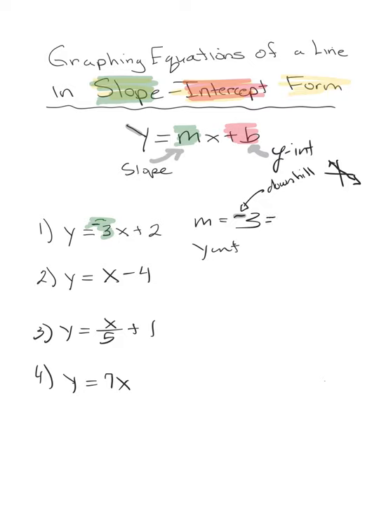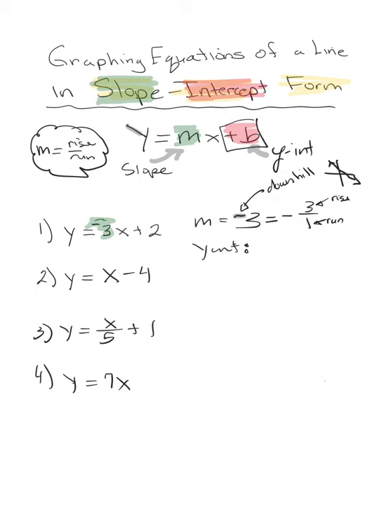We could also write this as -3/1, because slope is rise over run. So this would be your rise, and this would be your run. We're going to go over it in just a little bit. The y-intercept is the b. So in this problem, where is it going to hit the y-axis? Not the x-intercept, but the y-axis. It's going to hit at +2, so we say our y-intercept is 2.